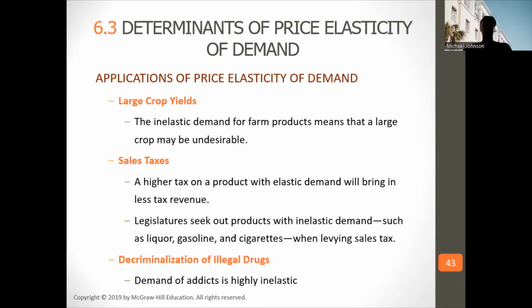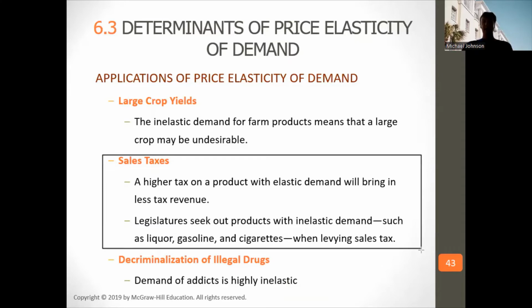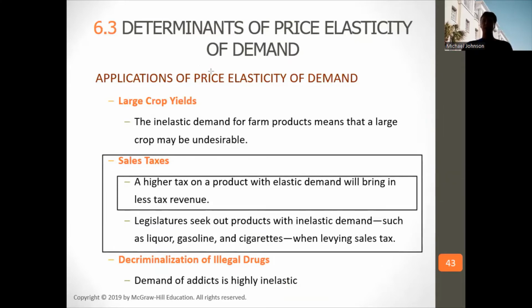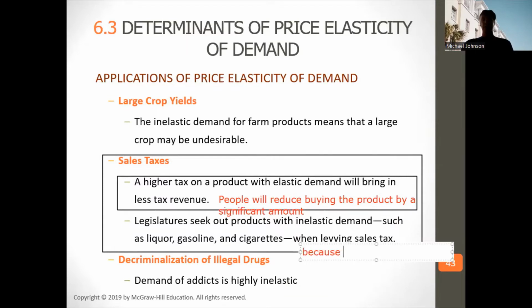So then sales taxes. A higher tax on a product with elastic demand will bring in less tax revenue, because people will reduce buying the product by a significant amount. And then legislatures seek out products with inelastic demand, such as liquor, gasoline, and cigarettes, when levying sales tax, because people will still buy these products even if the price goes up.